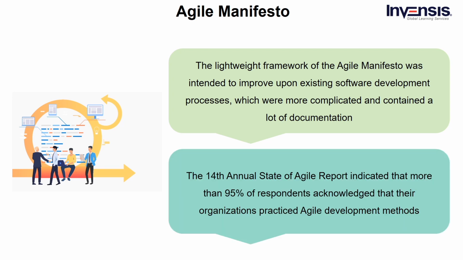The 14th Annual State of Agile report indicated that more than 95% of respondents acknowledged that their organizations practiced Agile development methods. Although the Agile Manifesto was intended for the software development community, it has been a key resource for planning all types of projects. In addition, the State of Agile report noted many sectors outside software development that have embraced Agile practices, including IT, operations, marketing, HR, and sales. An Agile Manifesto is an option to traditional software development methodologies. Thus we got the definition of the Agile Manifesto.